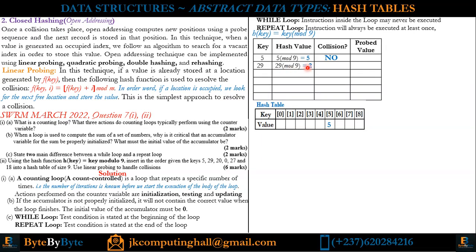The next is 29. 29 mod 9 is 2 because 29 divided by 9 is 3 remainder 2. Position 2 is free, so there is no collision, and 29 is stored at position 2.